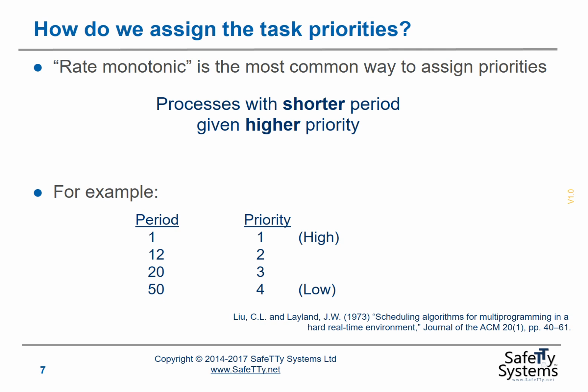For example, if we've got a task set like this, where the tasks have periods of 1, 12, 20, 50, let's say these are in milliseconds, then the priorities assigned to these tasks would be 1, 2, 3, 4, where 1 is the highest priority and 4 is the lowest priority. So we're assigning the priorities based on the task periods. The shorter the period, the higher the priority. So the most frequent tasks have the higher priority. Tasks that are called less frequently have a lower priority.